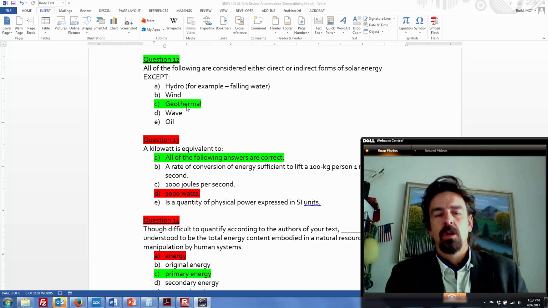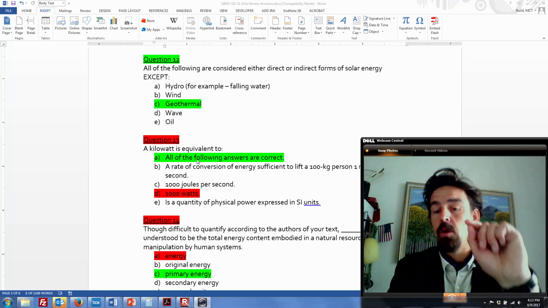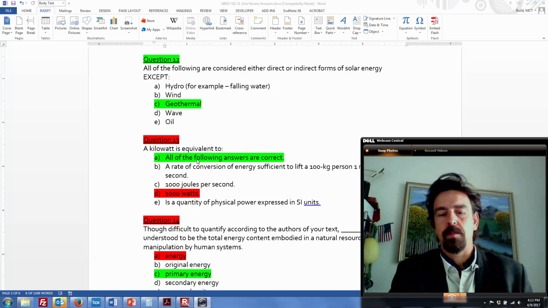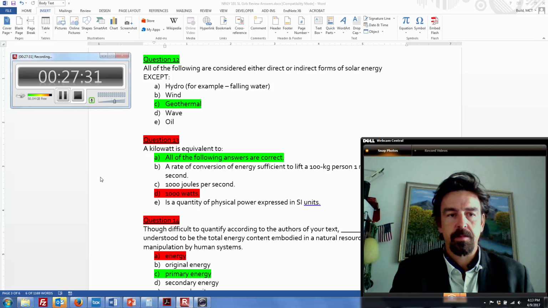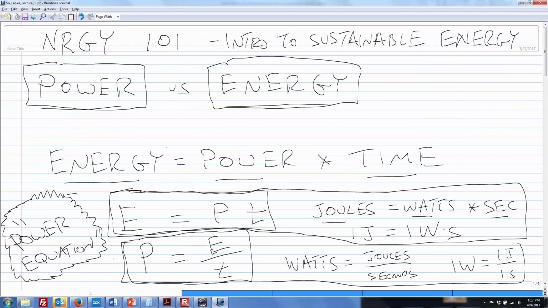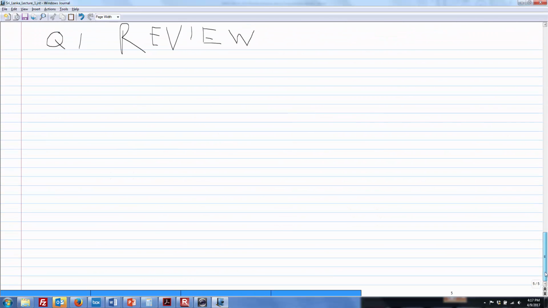Very good. Okay, question 13, it looks like we got this one wrong. Now let's look at a kilowatt, because we did cover a kilowatt last time, and I'm going to go find my notes. Give me one quick second to find my notes. Let's just start at the beginning. And we know that energy is power times time.